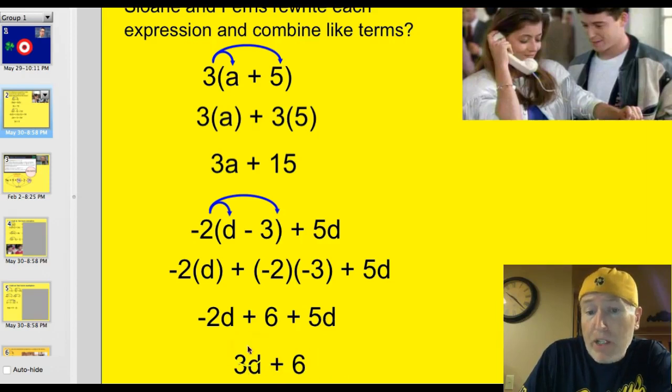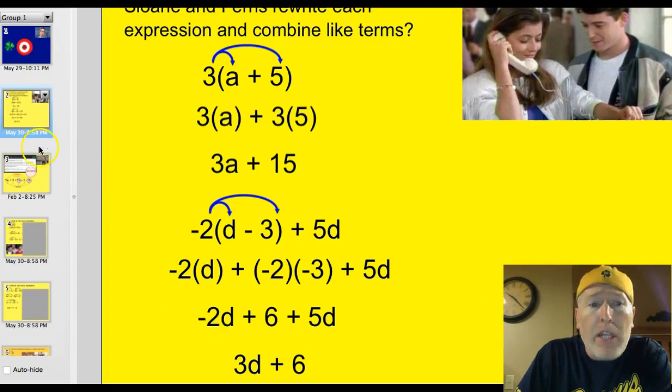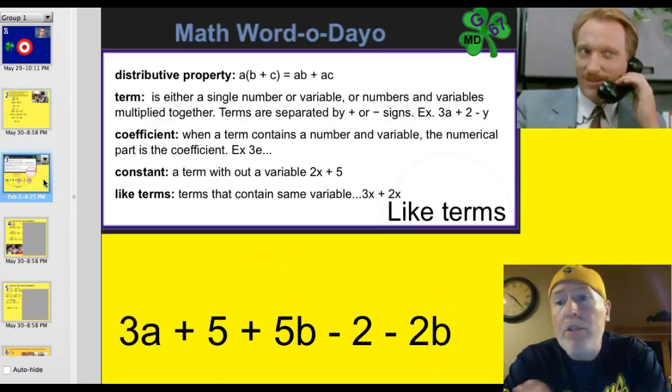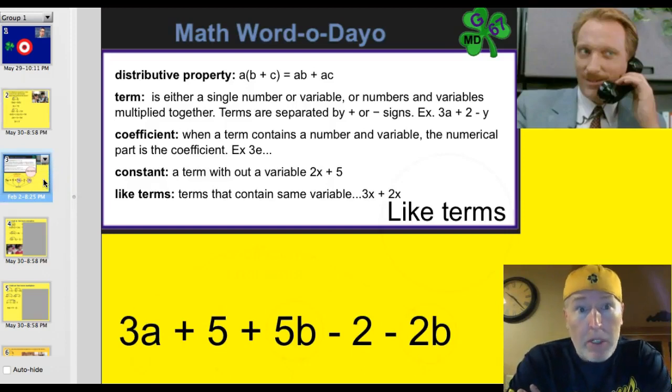See how I combine the like terms there? 2d and 5d are like terms. This one is a different sign, negative of course, but I can still combine them. All right, we'll take a look at that more carefully as we look at some vocabulary. Mr. Rooney is going to be talking with us on the phone, apparently.